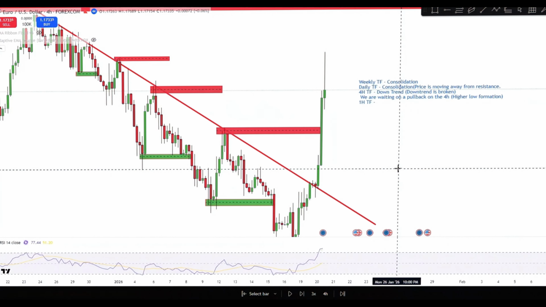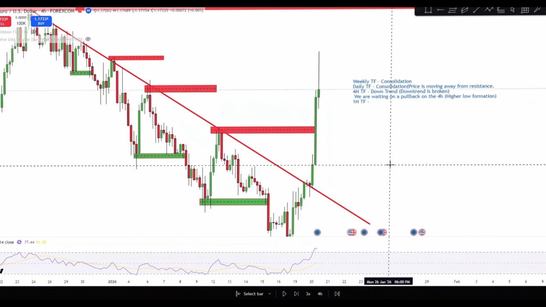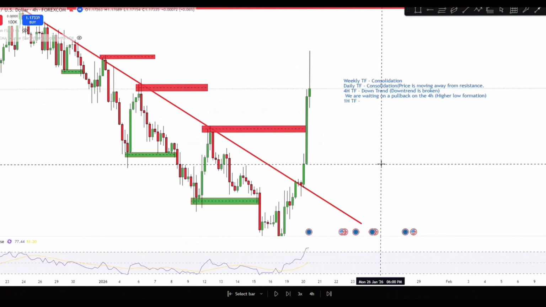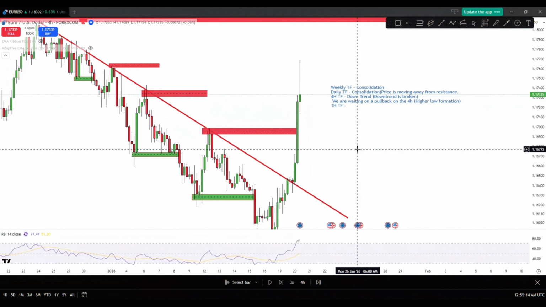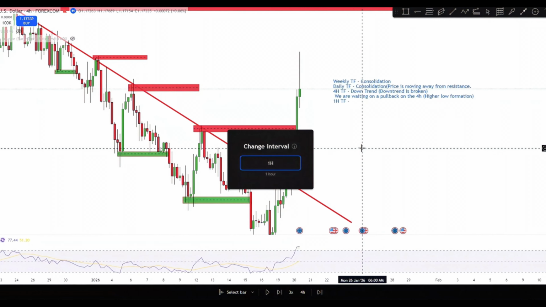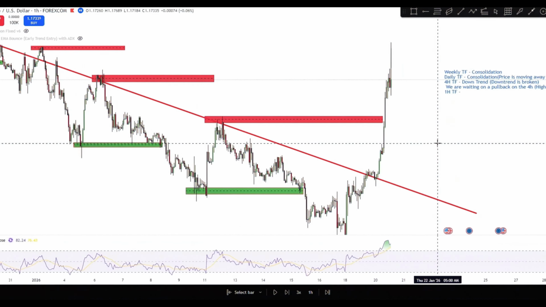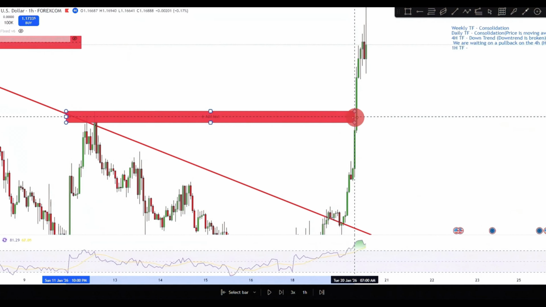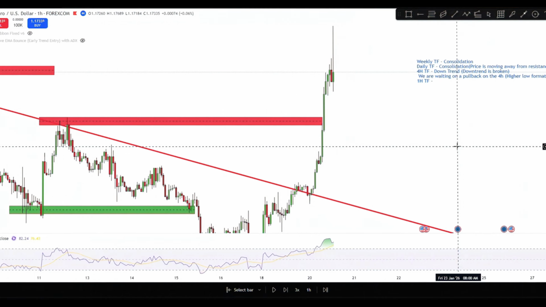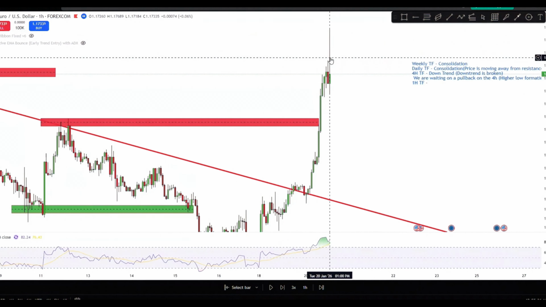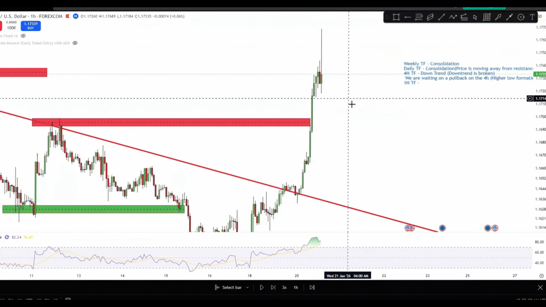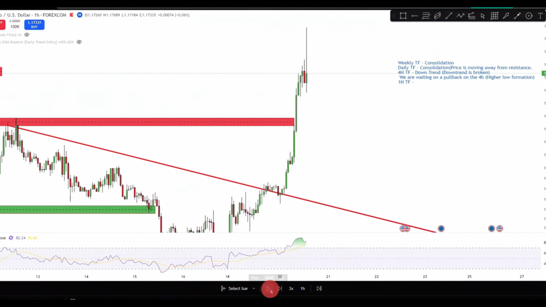So now we can go to lower time frames like the 1-hour and the 15-minute time frame to get faster information about what the market is doing. All right, so this is the 1-hour chart. As you can see, we're already too high to be taking buy trades. So we need to wait on that pullback.